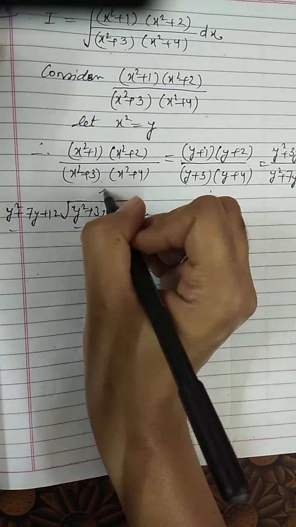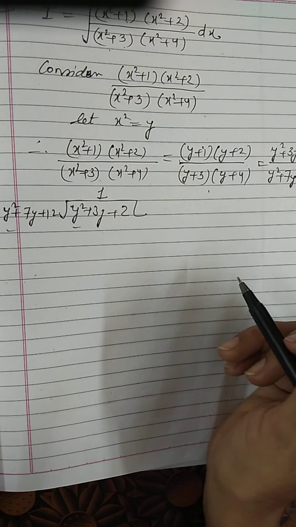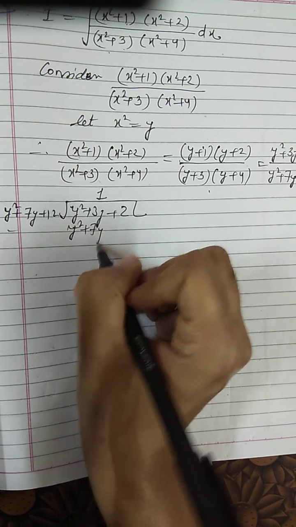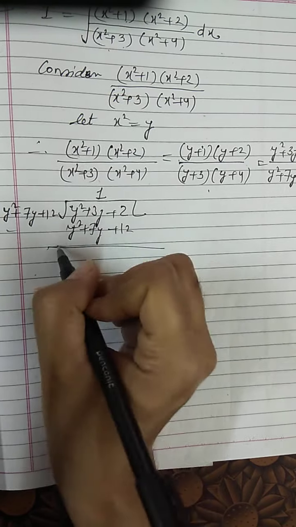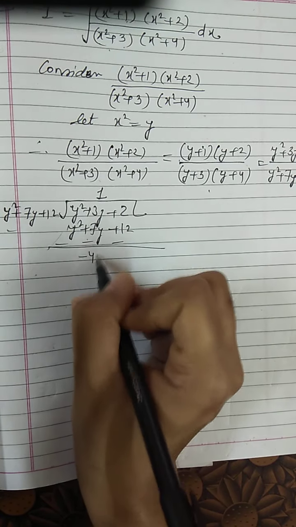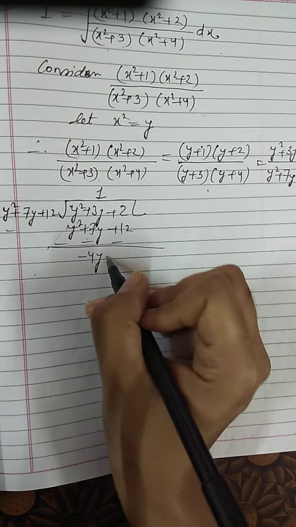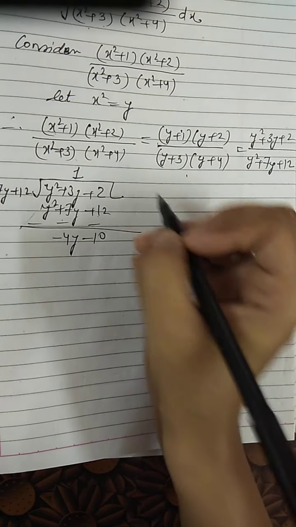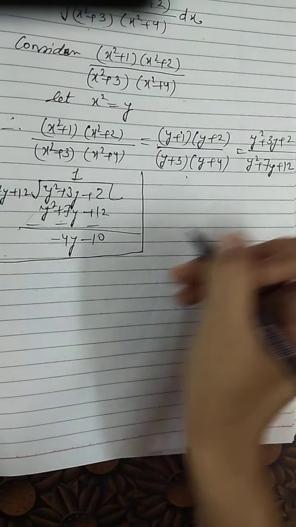Y square, so the first term, the quotient will be 1. So when we are doing y square, it will be 7y plus 12. Changing the sign, this term will get cancelled. Minus 7 plus 3 is minus 4y, minus 12 plus 2 is minus 10. So it has been simplified. So this I have done for you people.